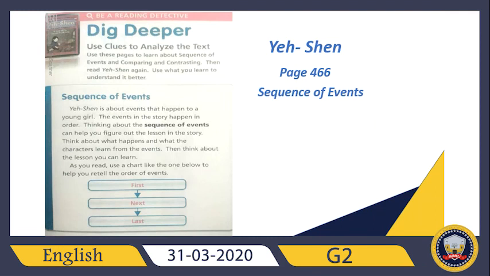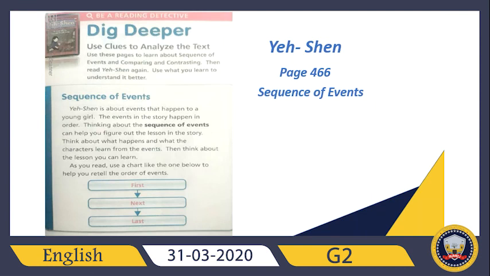Page number 466, sequence of events. What do you mean by that? Yeshin is about events that happen to a young girl. The events in the story happen in order. Thinking about the sequence of events can help you figure out the lesson in the story. Think about what happens and what the characters learn from the events. Then think about the lesson you can learn. As you read, use a chart like the one below to help you retell the order of events.